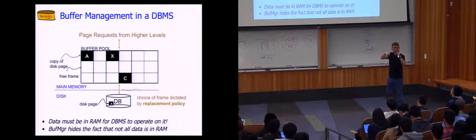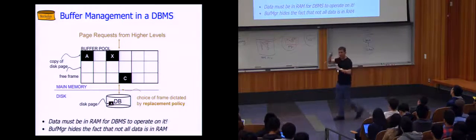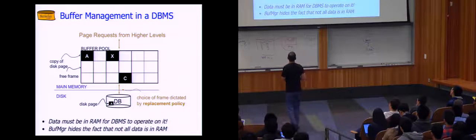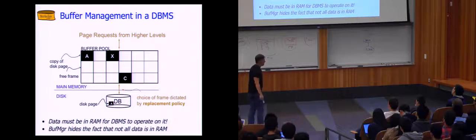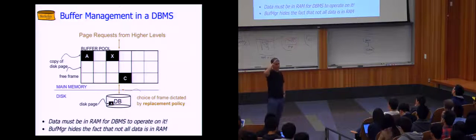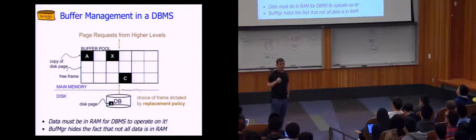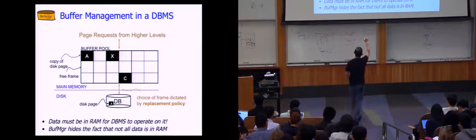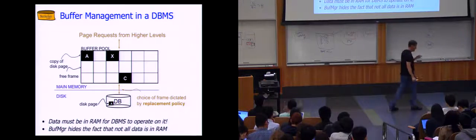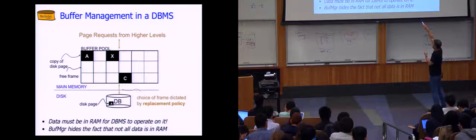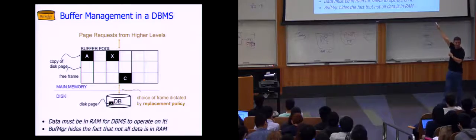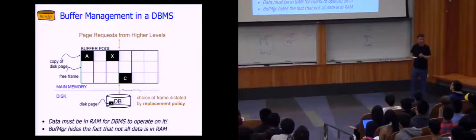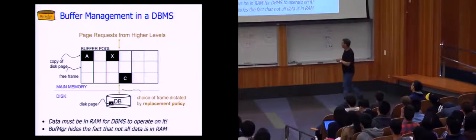So we're going to be replacing these pages and putting them into frames completely independently. All right? So data has to be in RAM for the DBMS to operate on it. The buffer manager is going to hide this fact. So the upper layers are just going to assume that they can talk about disk pages. But there's going to be a little lookup table on the side of this buffer pool that's going to say disk page A is currently in frame 1 of the buffer pool. And when you access this page A, it'll actually point you into memory at frame 1. Okay? So it's just a cache.